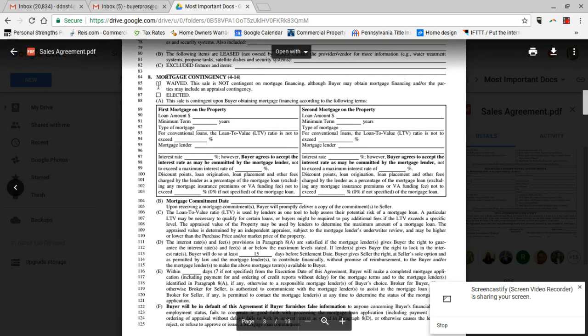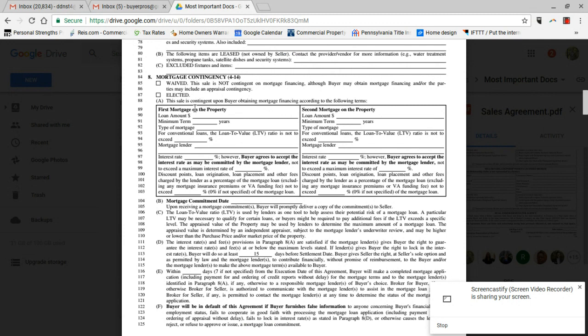Mortgage contingencies. If they're getting a mortgage, you elect this. If they're not getting a mortgage, or if they can buy it with cash, or if the mortgage falls through and they want to be competitive, you're going to waive the mortgage contingency. You'll have hard money buyers who will waive the mortgage contingency. That just means, yeah, I'm going to get hard money. And if I don't, they can keep my hand money.